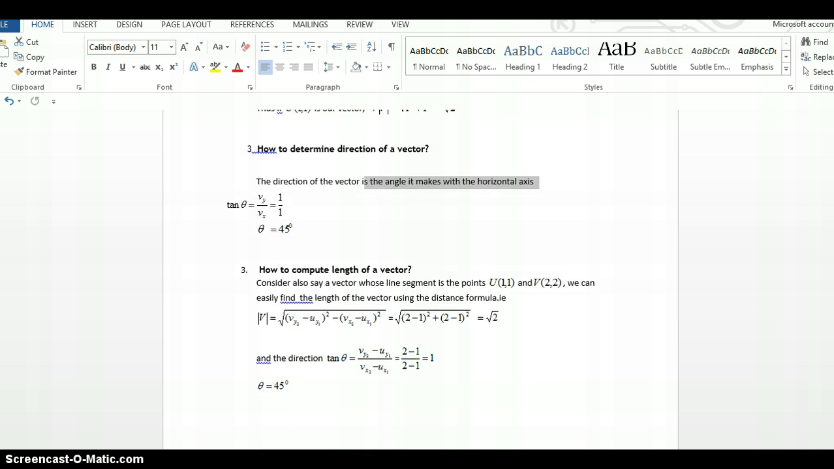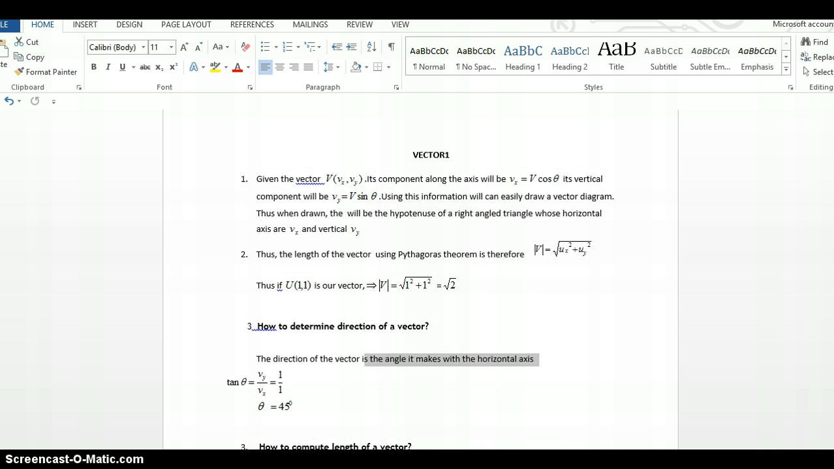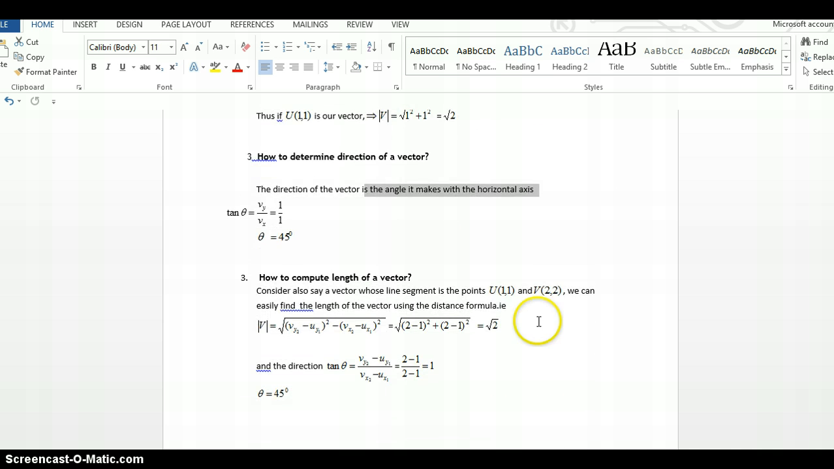Now consider also a vector which has the first point as u and the second point as v. So the vector is like a line segment with two connecting points. How do you calculate the length of the vector? To calculate the length of the vector, we just use the distance formula.